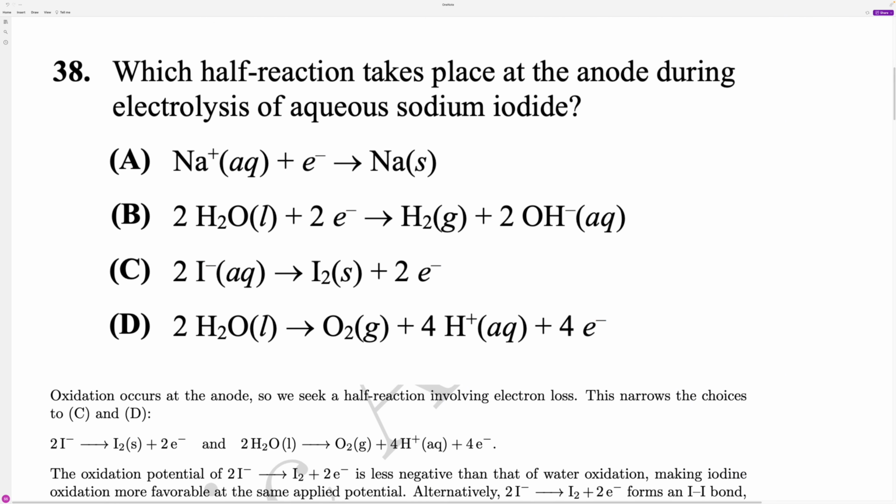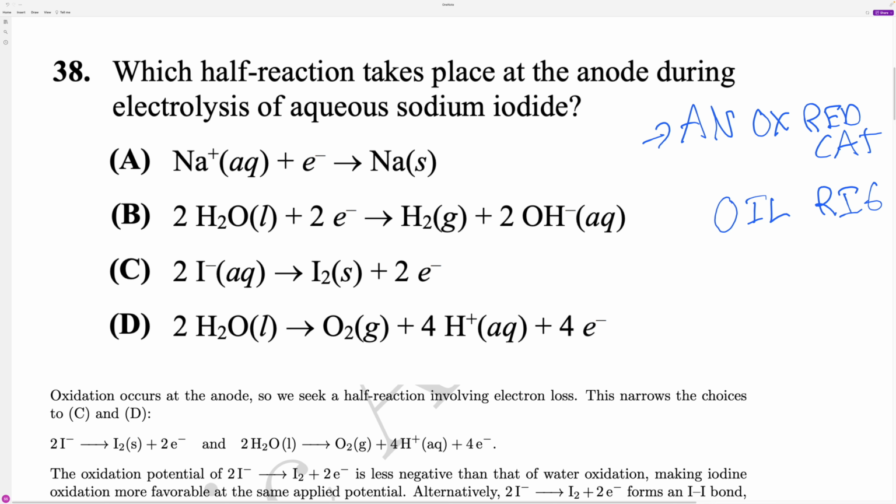Okay, let's move on to question 38. Question 38 is testing how we can identify half reactions at the anode during electrolysis. In this case, it's going to be talking about aqueous sodium iodide. There's a couple of key acronyms that we can use to solve most electrochem problems, at least relating to the USNCO, and that's going to be AN OX, RED CAT, and OIL RIG.